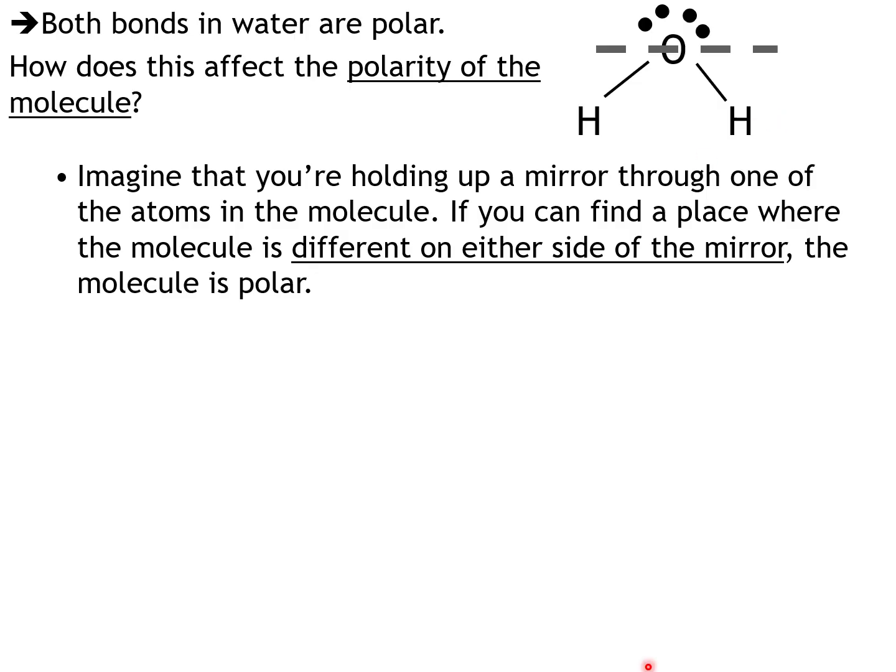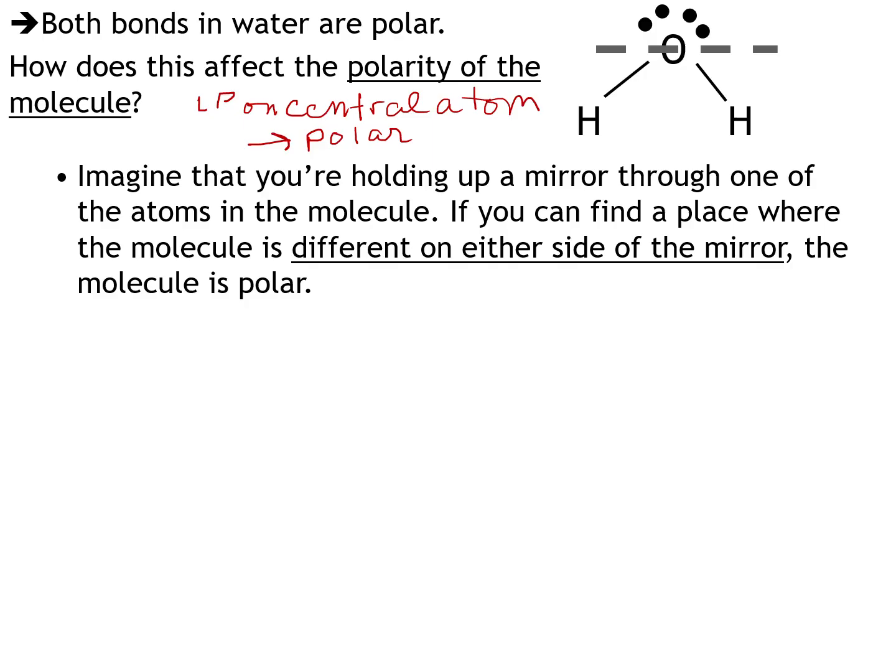There is a kind of a shortcut that I usually tell my students, and that is if you have lone pairs on the central atom, they break the symmetry. So if you see a lone pair on the central atom, you don't have to worry about what the actual geometry is. You're going to know right away that it's polar. The molecule is polar.